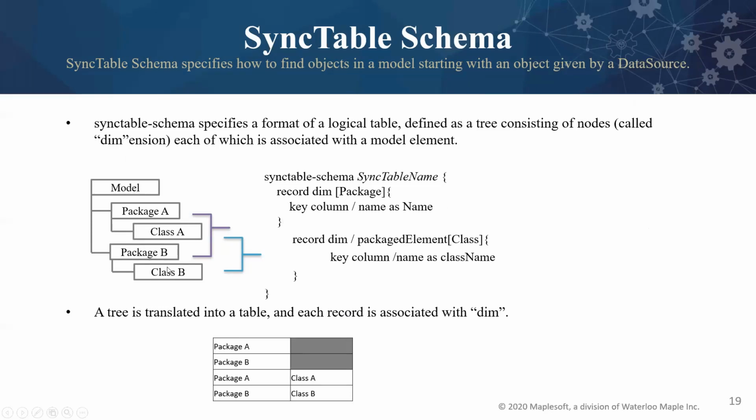So from the model, say we have defined the data source to the package level. So package A and package B is what the first dimension is. The unique information from this dimension is package A, so that's why we see package A in one record or one row. The second unique information is package B, and we see it on the second dimension. And similarly, the third unique information is package A as a class A, so that's why we see it as a separate record.